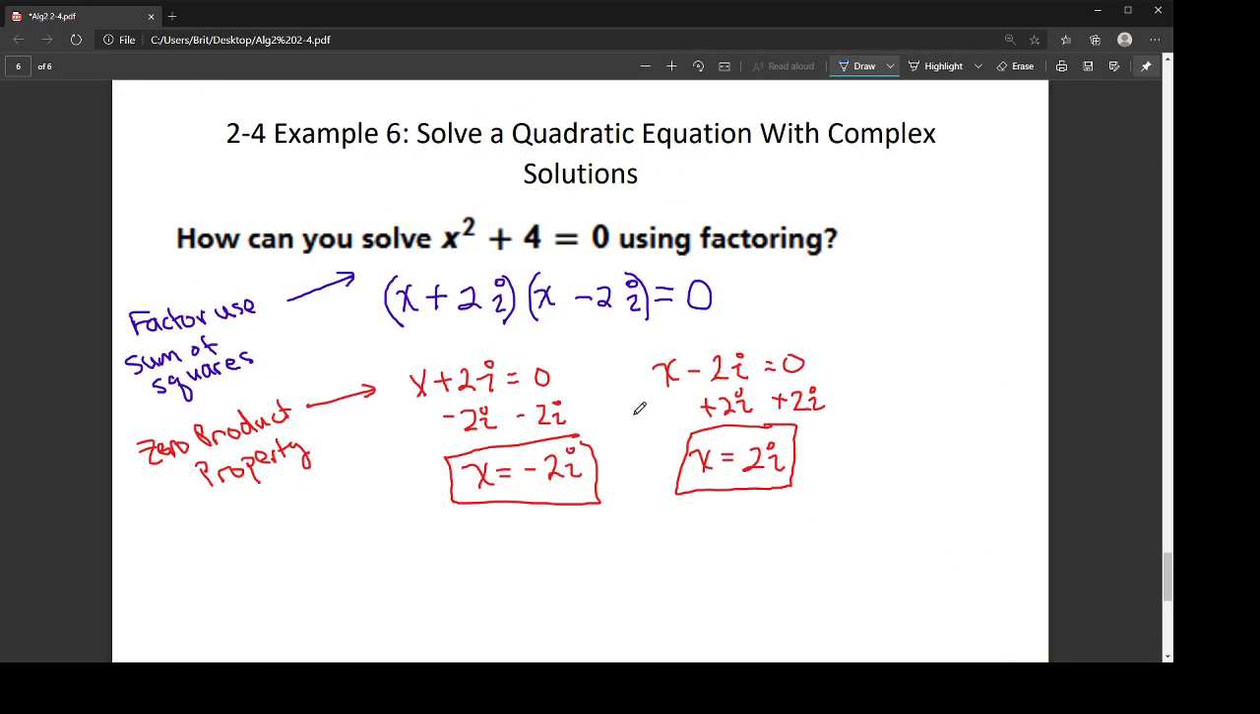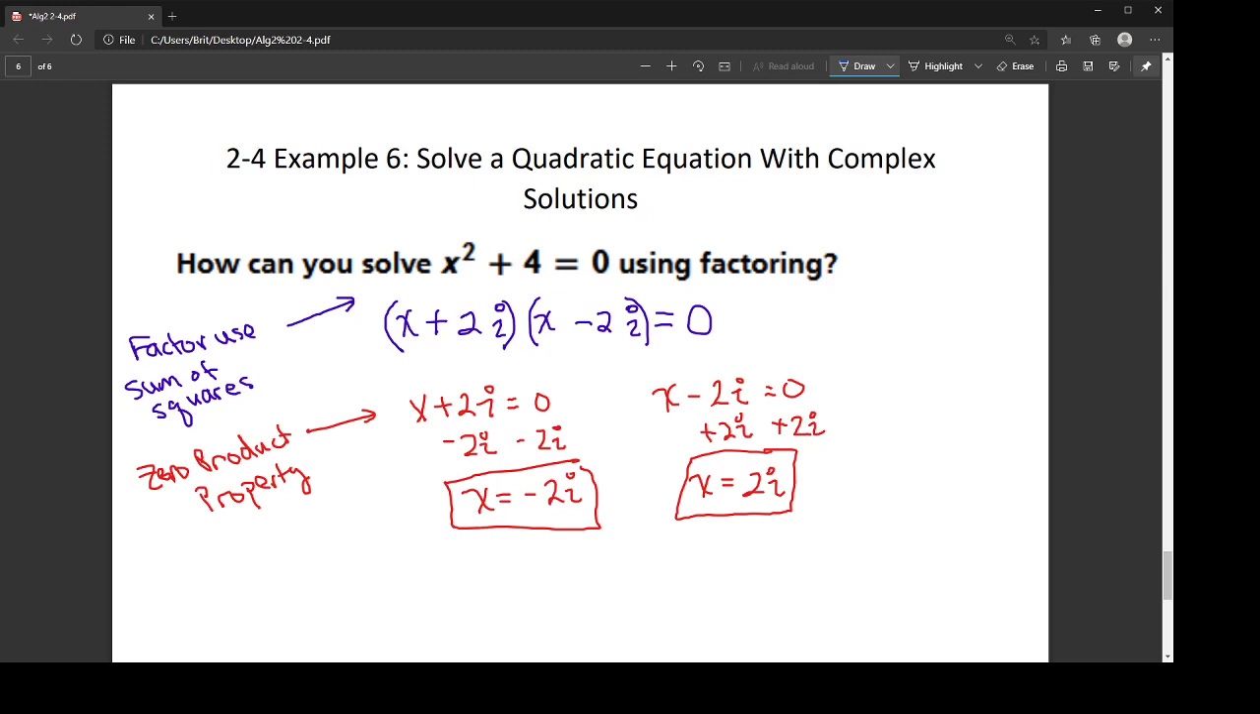And there we have it. So that is how we solve quadratic equations with complex solutions.